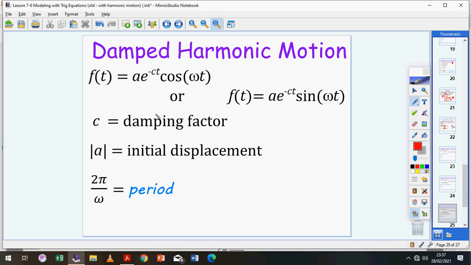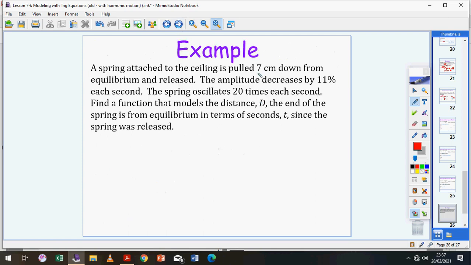So in an equation like this, the spring is pulled 7 centimeters down from the equilibrium and released. That tells you that the amplitude is 7 centimeters. The amplitude decreases by 11%, so that means your C value is 0.11. If it had said increases to 11%, then the C value would have been 100 minus 11. But since it decreases by 11%, then it's just that value each second. The spring oscillates 20 times each second. That means that the frequency is 20.